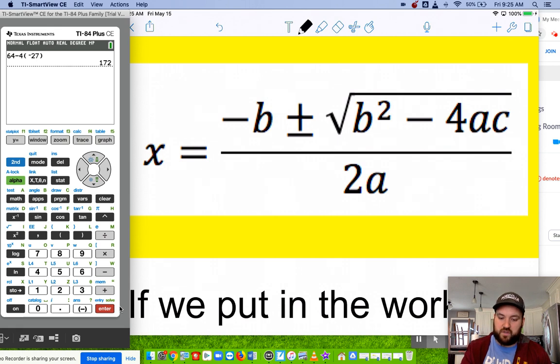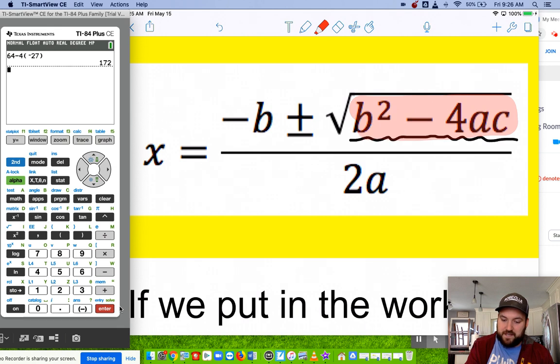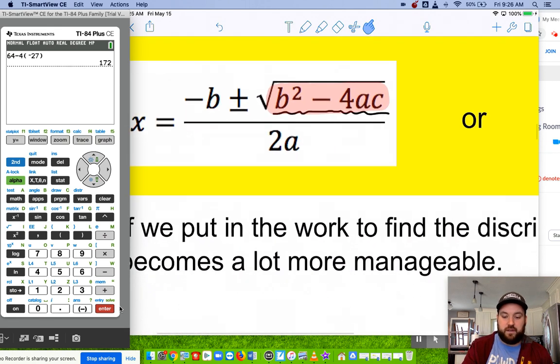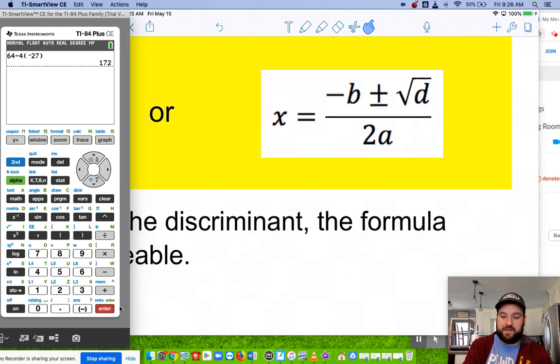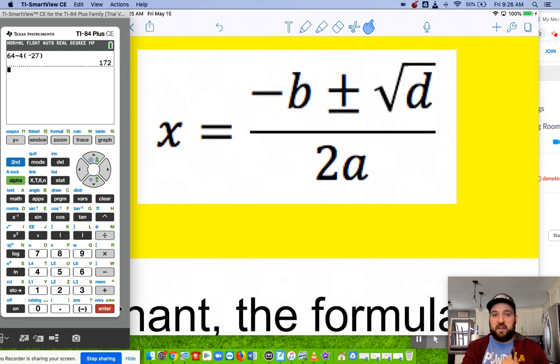And then we have the square root of b squared minus 4ac. And all of that is being divided by 2a. Now, that's a lot to remember, but if you recognize that this b squared minus 4ac is that discriminant that we spent the previous video working on, I like to write the quadratic formula like this instead. Negative b plus or minus the square root of the discriminant divided by 2a.